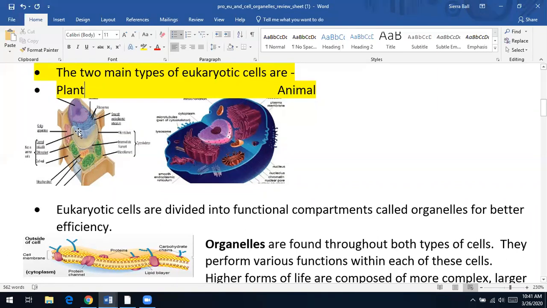All right, so what does your vacuole do? What does it store? I'll give you a hint: it's something that plants need. Water. Water, right. So it's so much bigger in plant cells than in animal cells simply because plants have to be able to store that water.